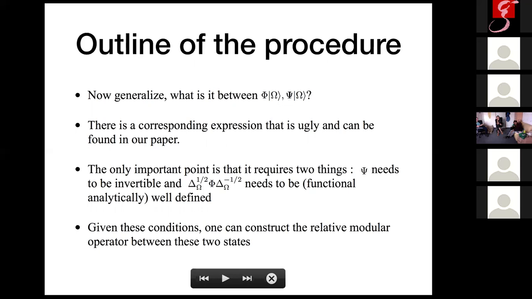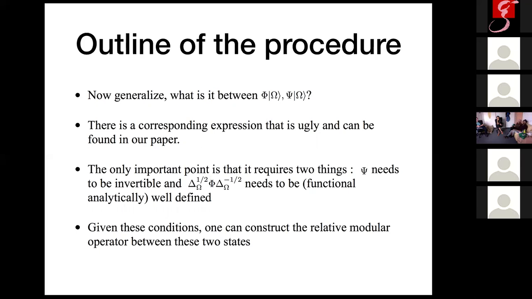So psi is going to be my reference state. Psi needs to be invertible, and this operator needs to be functional analytically well-defined. What do I mean by this? Phi is taken to be a bounded operator. But as I told you a few slides ago, delta omega is an unbounded operator. So in general, this won't be in the algebra and it won't be bounded. Since it's unbounded, the next question you can ask is whether it is densely defined, whether it is closable.